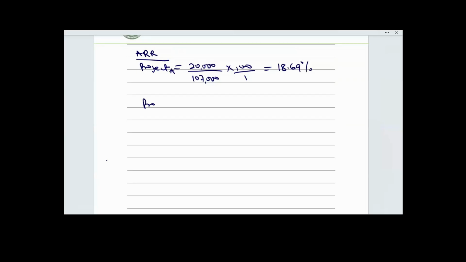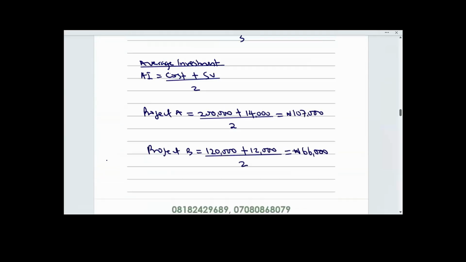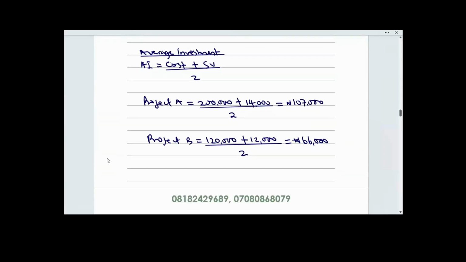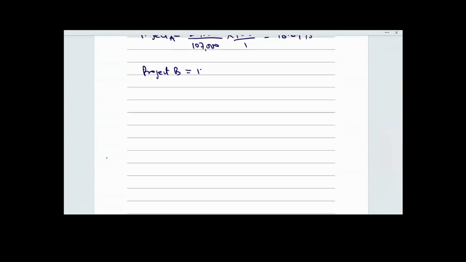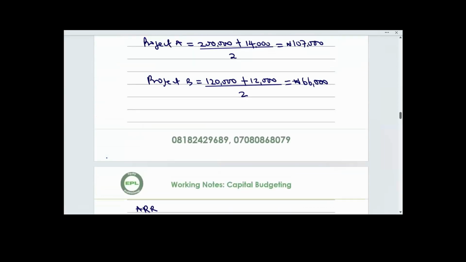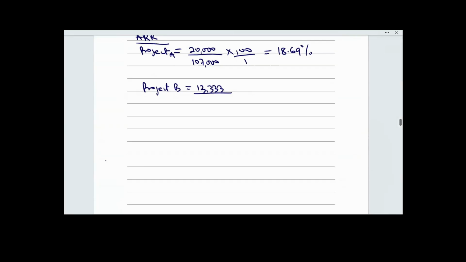For project B, average annual profit of project B is 13,333. 13,333 divided by average investment of 66,000. Multiply by 100 over 1. What do you have? 20.20. 20.20%. So that's that. So we have calculated net present value, internal rate of return, payback period, and then accounting rate of return.